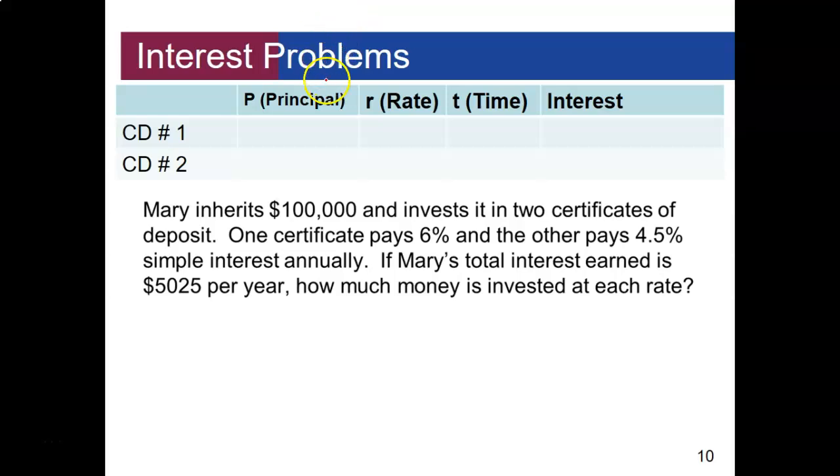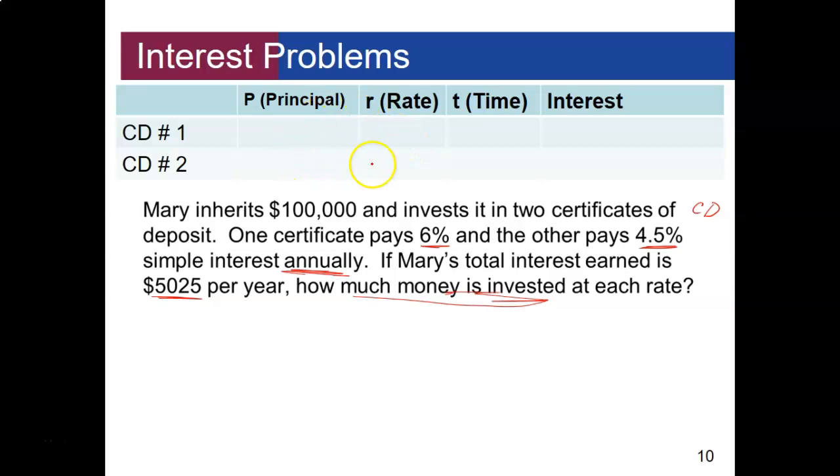This is an interest problem, and I have this little table set up here to keep us organized. It says Mary inherits $100,000 and invests in two certificates of deposit. These are also referred to as CDs, and a CD is just a type of savings account that banks offer, and they'll pay certain percentages for those. One of the certificates paid 6%, and the other paid 4.5%, simple interest compounded annually. We know her total interest earned was $5,025 per year. The question is how much money is invested at each rate.